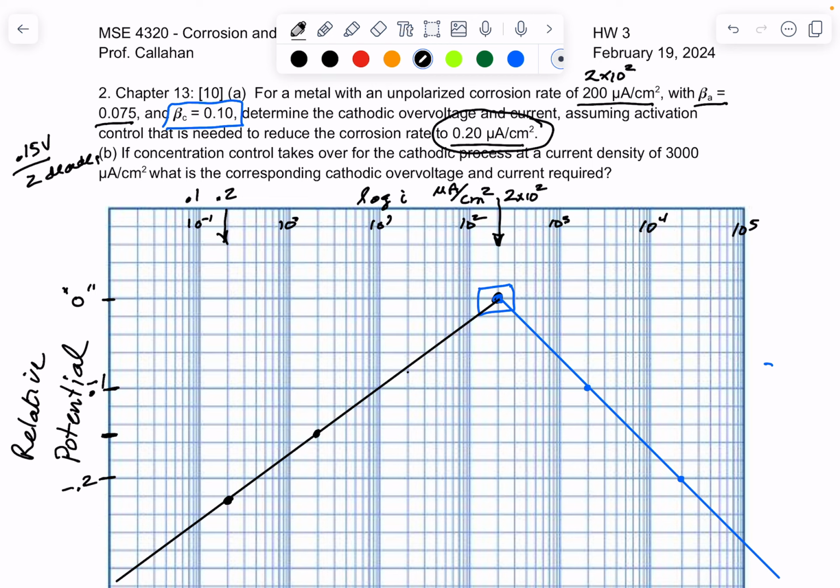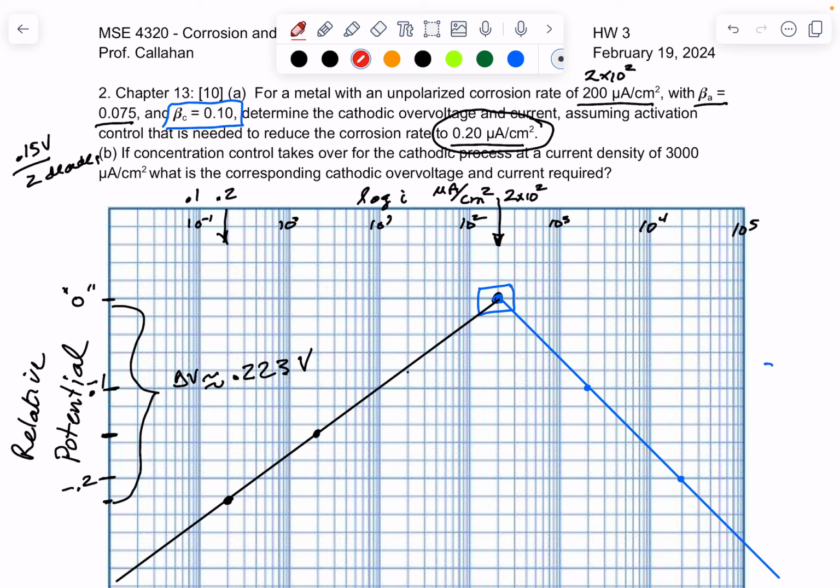So we've already answered part of the problem statement. We're going to have to polarize the metal by that much voltage in order to reduce the oxidation rate that far, and that looks like a change in voltage of about 0.223 ish. And so that would be the amount that we need to polarize it. We need to polarize it that far down in order to reduce the corrosion rate from 2 times 10 to the 2 to 0.2 microamps per square centimeter. Now, how much current is needed?